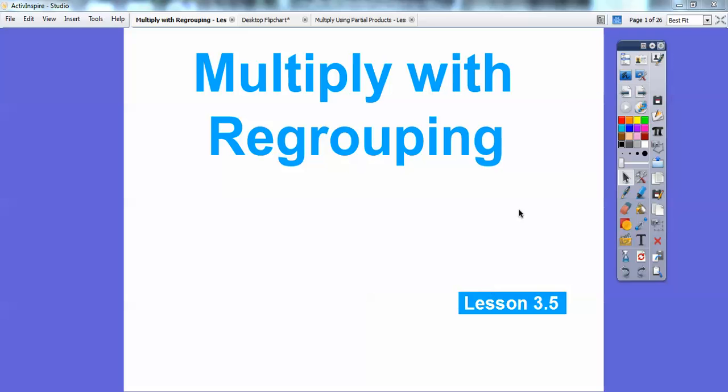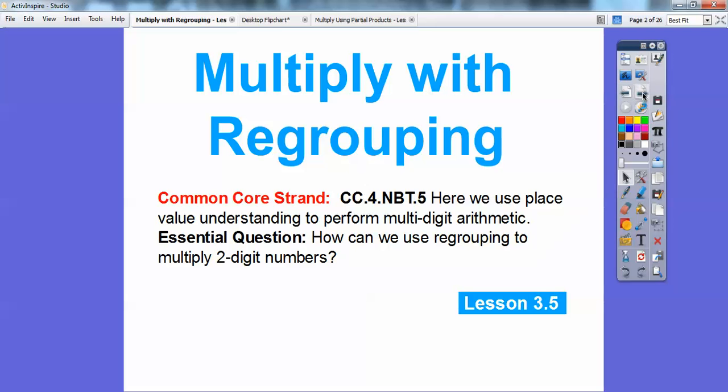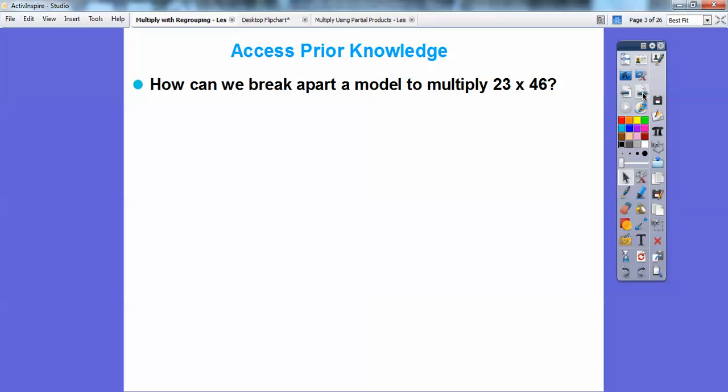It's lesson 3.5 in the textbook we're following here. So our Common Core strand is here. We're going to use place value understanding to perform multi-digit arithmetic. And so our essential question is, how can we use regrouping to multiply two-digit numbers? So we've done this before, you guys, so we're just doing more of the same.